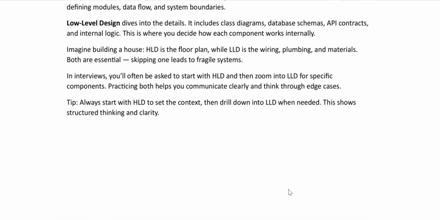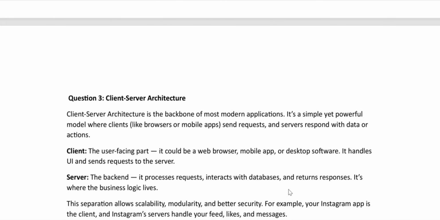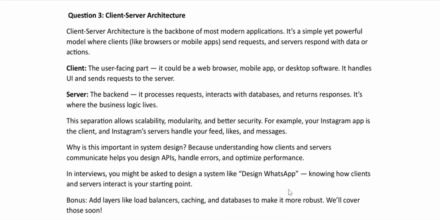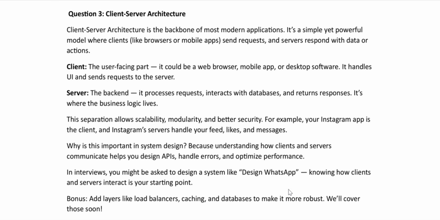Moving to the third question, client-server architecture in system design. Client-server architecture is the backbone of most applications. It is a simple yet powerful model where a client like a browser or application sends a request and the server responds with data and action. The client is the user-facing part.